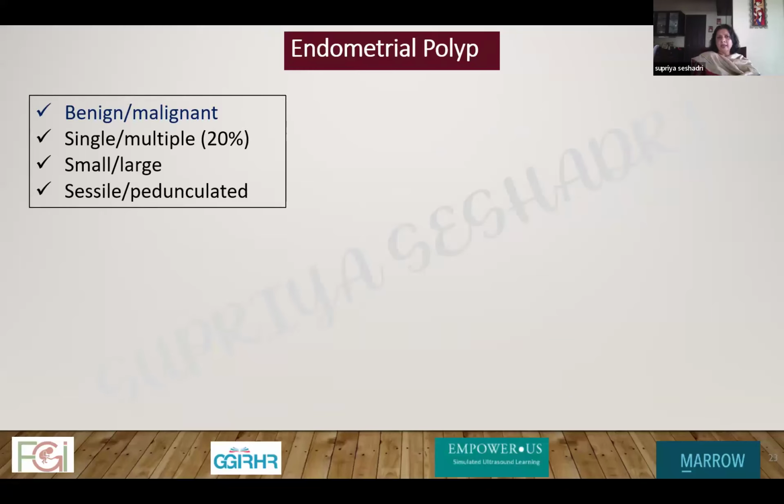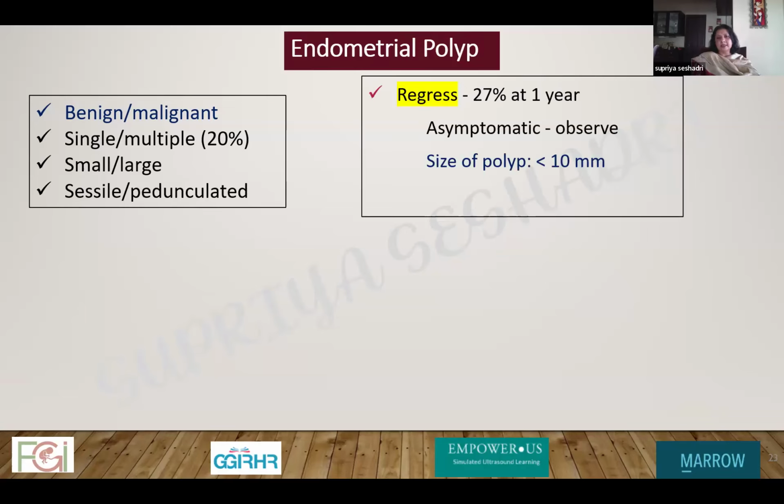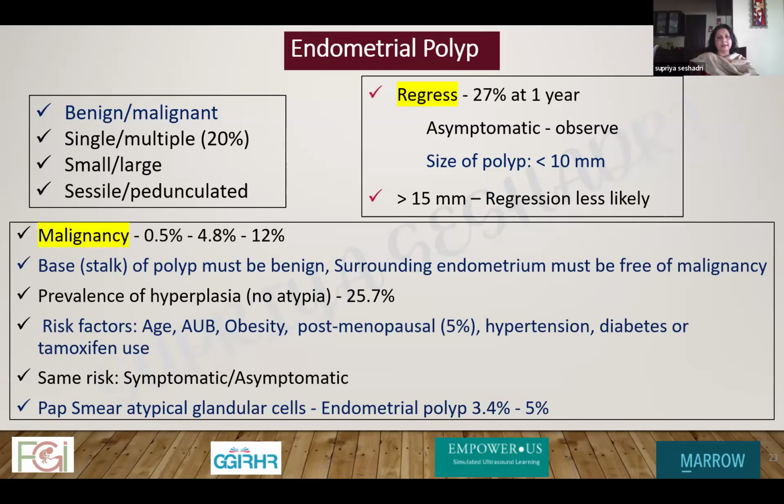Polyp can be benign or malignant. It can be single or multiple. Multiple polyps are seen in 20% of cases. They can be small or large. They can be sessile and pedunculated. 27% of them regress at 1 year. And therefore, if the lady is asymptomatic, there is no need to do any surgery for her. Also, watch or conservative management if the size of the polyp is less than 10 millimeter. However, if the size is more than 15 millimeter, then regression is less likely.